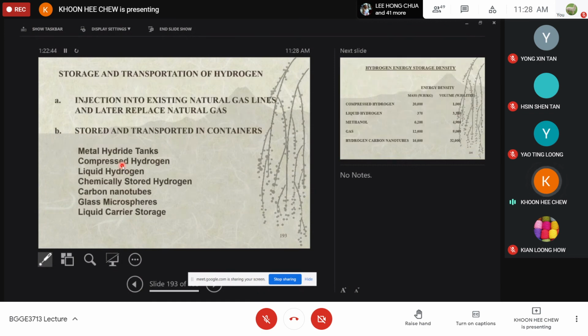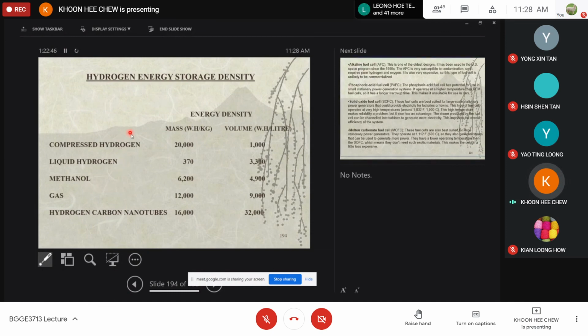Now, hydrogen energy storage density. If, let's say, we are using compressed hydrogen, we can share to 20,000. And then if, let's say, the volume wise is 1,000. And then if we are in the gas form, it is 12,000 for the mass, and the volume is 9,000.